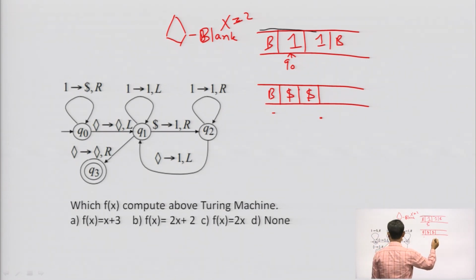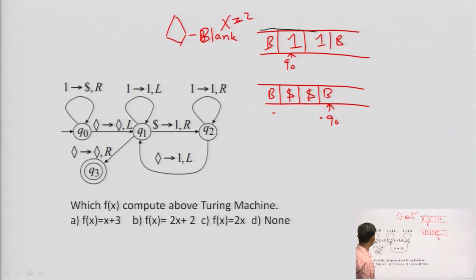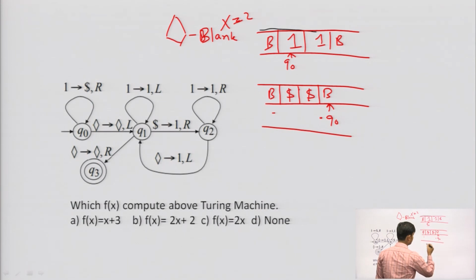Now this is a blank B, and Q0 points to blank. Because it is written 1 to $R, all 1s you have to replace with dollar and shift right. Now Q0 points to blank, if blank is there you move to left. So, this is blank, this is dollar, this is dollar, and this is left.